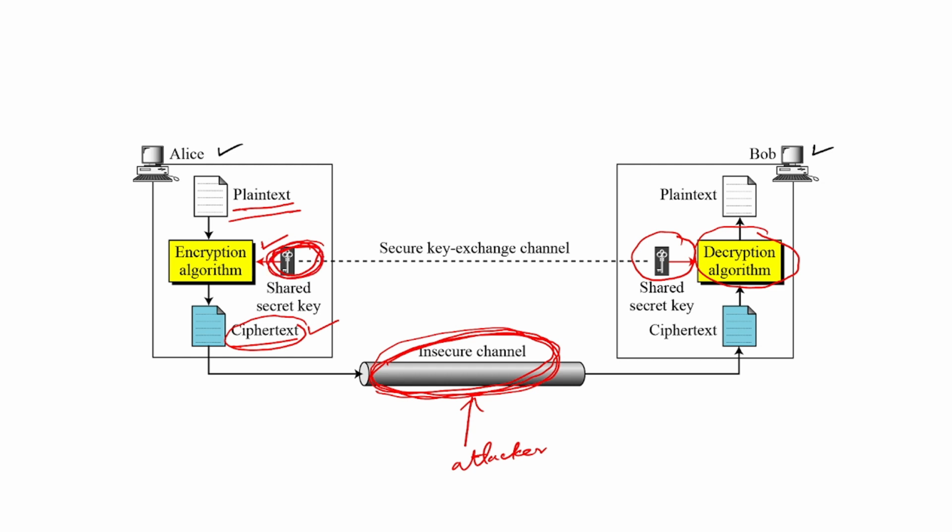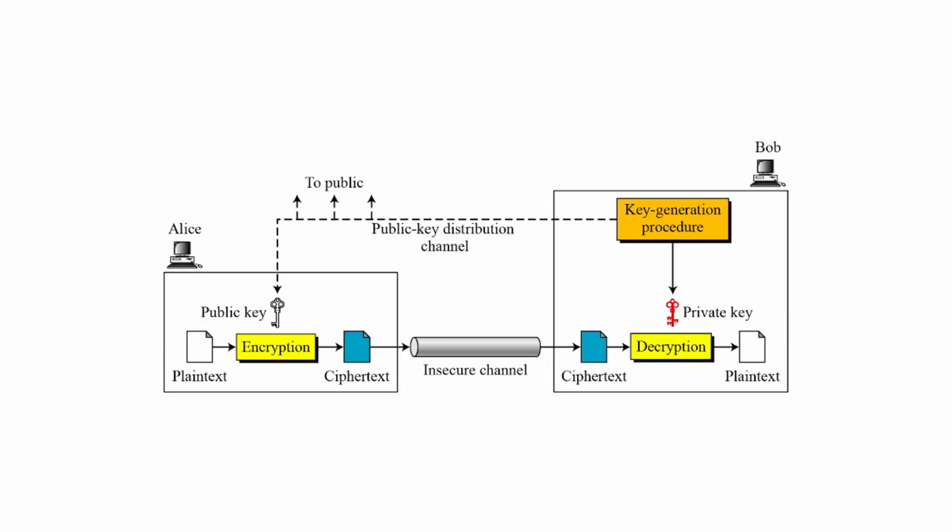Next one, asymmetric key cryptography. What is the difference between asymmetric and symmetric key cryptography? In asymmetric cryptography, we use two keys instead of one. In symmetric key cryptography, only one key is used for encryption and decryption. But in asymmetric key cryptography, we use one key for encryption and another key for decryption, so in total there are two keys. This is the asymmetric cryptography: the sender and the receiver, plain text, ciphertext.